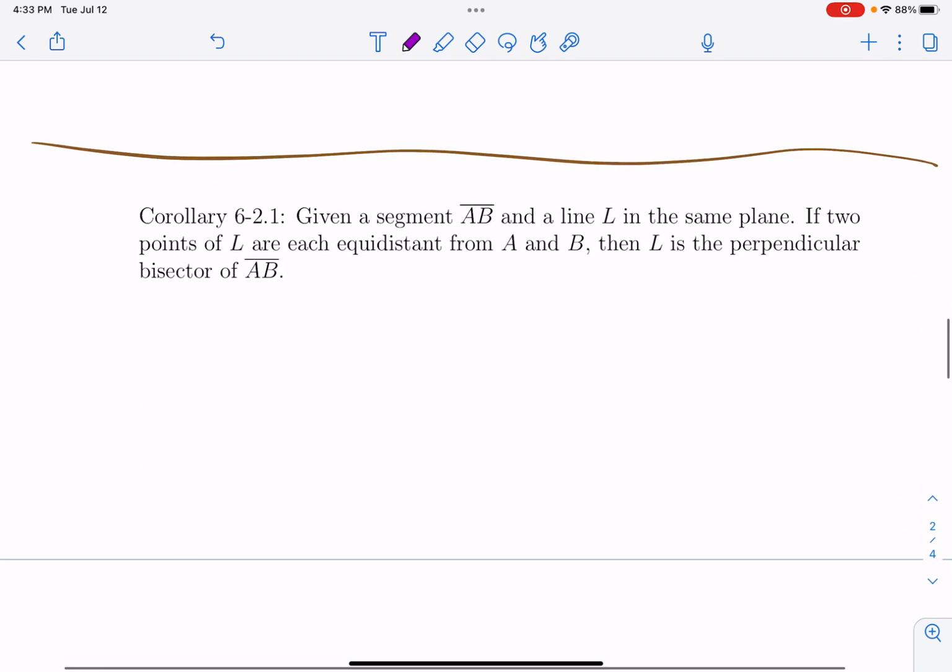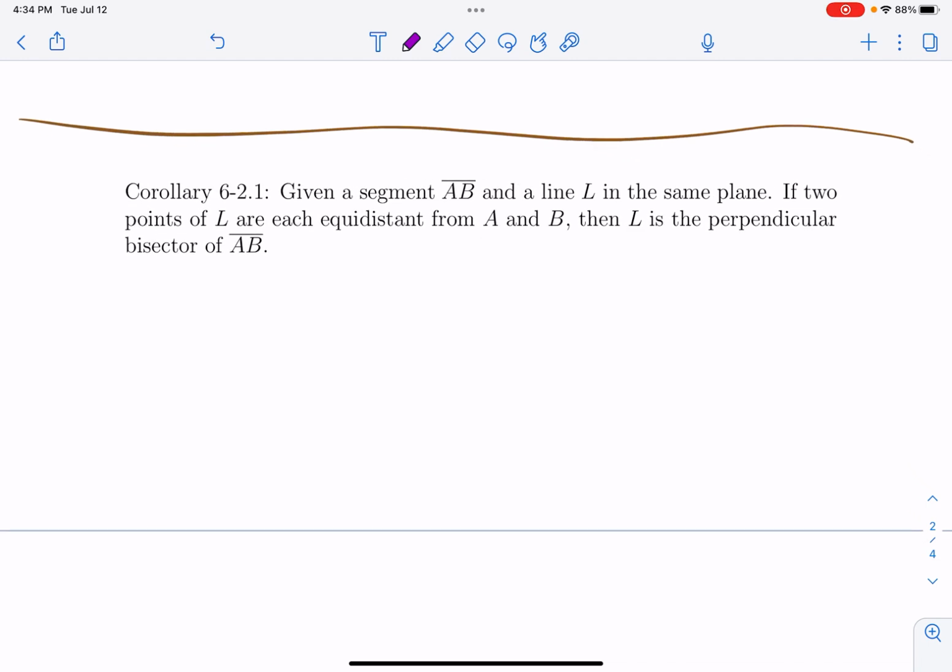The word corollary maybe has come up before, I'm not quite sure. But a corollary is sort of a miniature theorem that immediately follows from a more important theorem. So here's what it says. Given a segment AB and a line L in the same plane, if 2 points of L are each equidistant from A and B, let's kind of draw a picture.